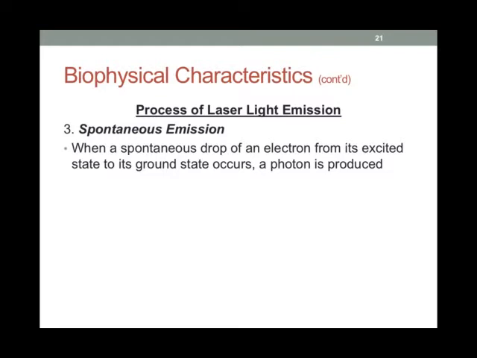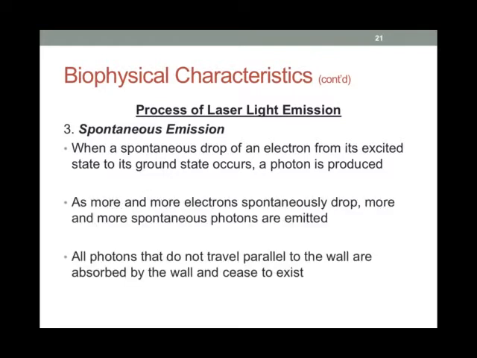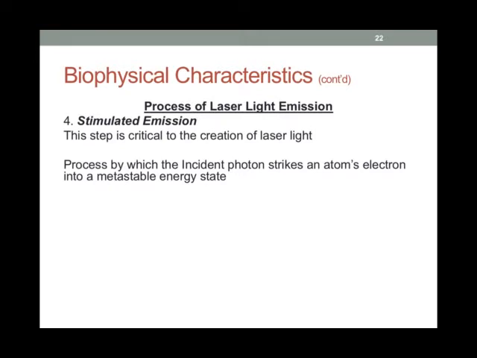Once they're in that excited state, they don't actually stay excited the whole time. What happens is there can be a spontaneous drop of an electron from its excited state to its ground state. When that occurs, a photon is produced. Okay, and then as more and more of those electrons are spontaneously dropping from the excited state back to the ground state, there are more and more photons being emitted. Now, all those photons at this point aren't traveling parallel to the wall, so the ones that aren't are going to be absorbed by the wall. So only those that are traveling and being reflected from the mirror surfaces are the ones that continue to travel through. Anything that hits the wall is absorbed.